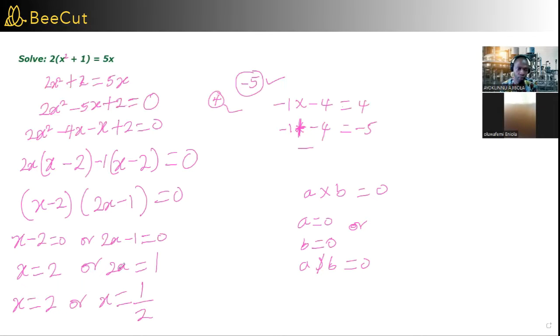Where did I get 1 over 2 from? This is 2x equals 1, yes or no? Then you divide both sides by 2. If you divide this by 2, the 2 is going to cross out here. Then if you divide this by 2, you have a half. Is that clear? Yes, sir. So finally, you can say x equals 2 or 1 over 2.